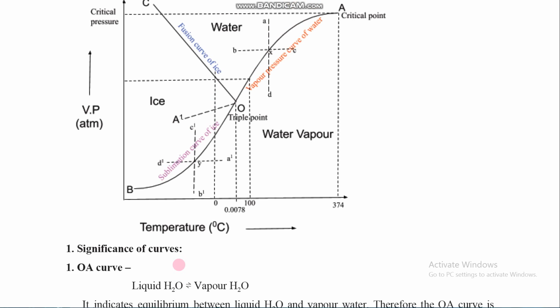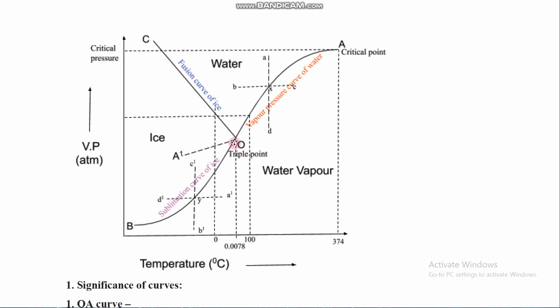Next, the second curve is the OB curve. This OB curve indicates equilibrium between ice, which means solid water, and vapor water. This curve is called the sublimation curve of ice. When we apply the phase rule, we get again 1, because composition is the same, H2O, and phases are different: one is solid phase, another one is vapor phase. So the degree of freedom is 1.